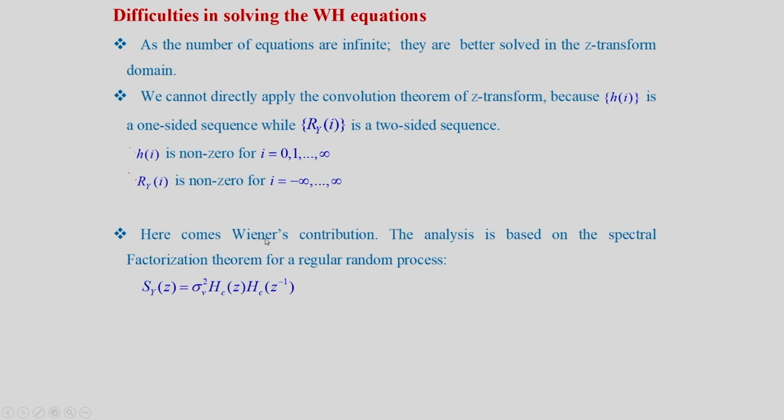Here comes Wiener's contribution. The analysis is based on the spectral factorization theorem for a regular random process, that is, S_y(z) is a product of 3 factors: sigma_v square into H_c(z) into H_c(z inverse), where H_c(z) is a causal minimum phase transfer function, and sigma_v square is the variance of the innovation process.